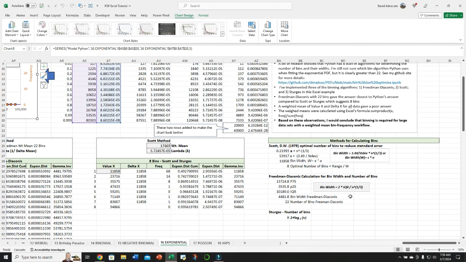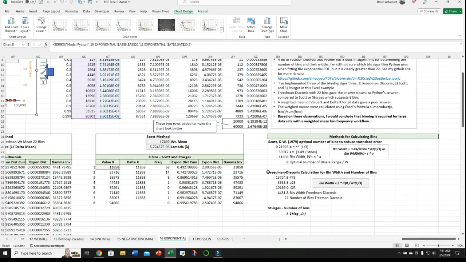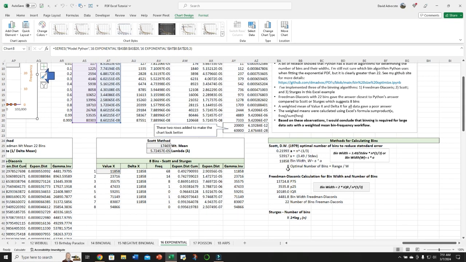Note that the Friedman-Diaconis calculation uses the interquartile range and the number of observations and yields 22 bins. Another common method is the Scott method, and it uses the standard deviation of the data and again the number of observations, but it gives 8 bins. Another common method is the Sturges method, which is just the log 2 plus 1 of the number of observations, and again gives 8 bins. To see how this works, I've implemented the Friedman-Diaconis method and the Scott and the Sturges methods. That is, I've used 22 bins and 8 bins.